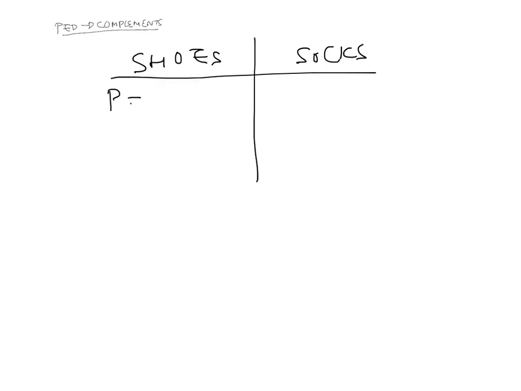Let's say the price of shoes is $100 each. Quantity demanded, 10 units. What about socks? $1 each. Quantity demanded, also 10. Yeah, you don't need more than 10 socks if you've got 10 shoes. So that's our initial situation.